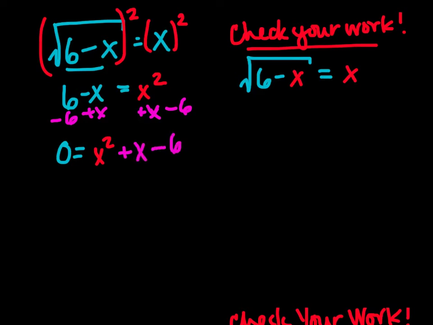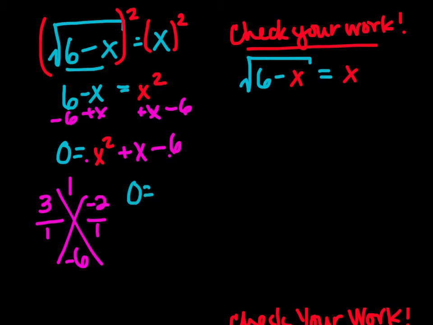Bottoms up, we love it so much, so we got to do a little bit of bottoms up. Our first term times our last term is negative 6. Our middle term is a positive 1. What two numbers multiply to get us a negative 6, but add to get us a 1? So a positive 3 and a negative 2 would. So 0 is equal to x plus 3 and x minus 2.